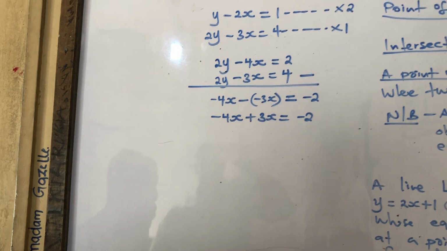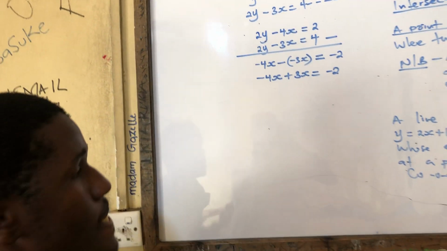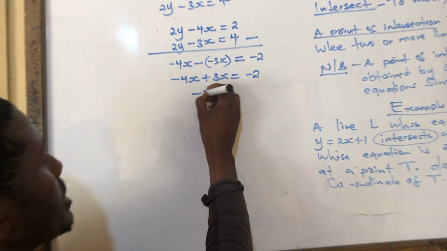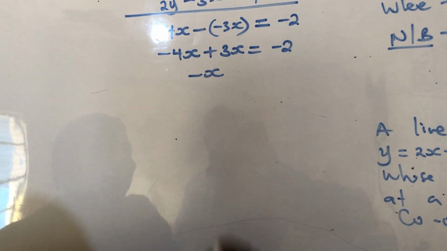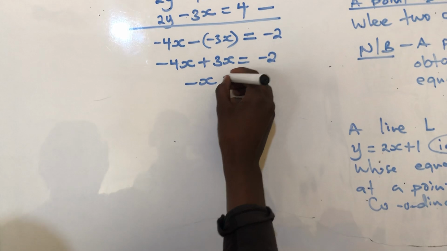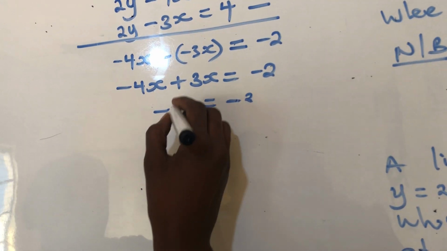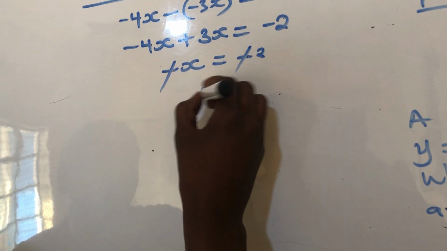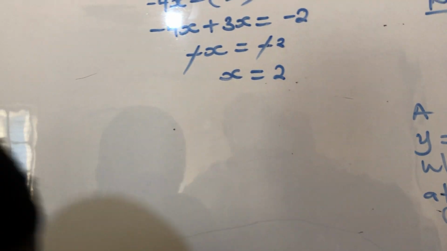What is negative 4 plus 3? That should give us negative x. Because negative 4 plus 3 should give us negative 1. Is equal to negative 2. The negatives will then cancel out. The value of x in that case becomes 2.